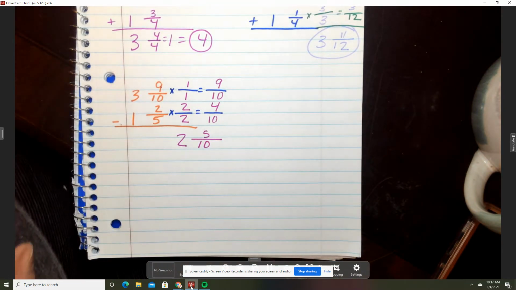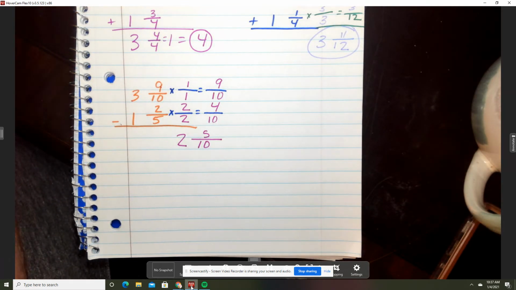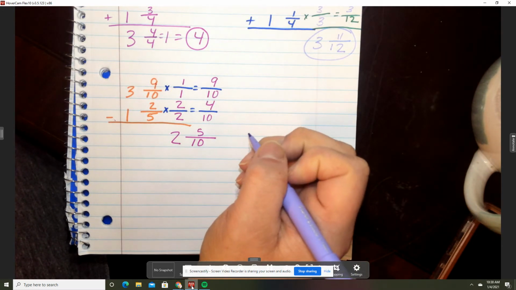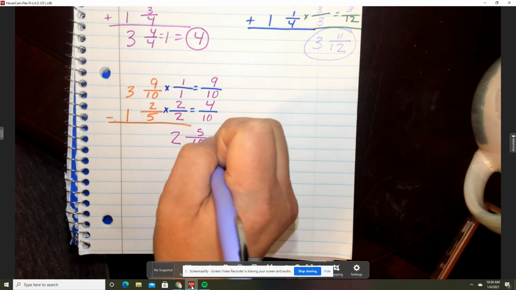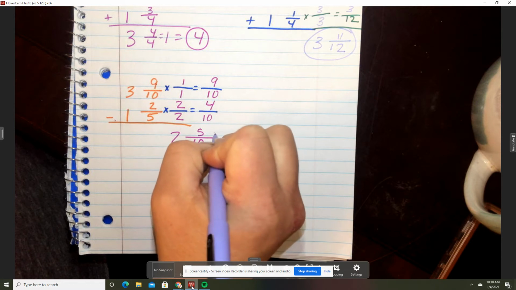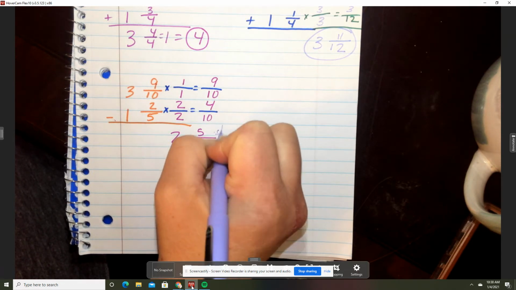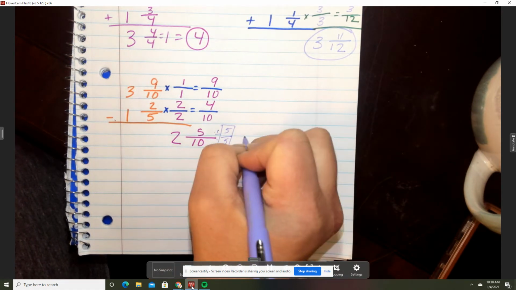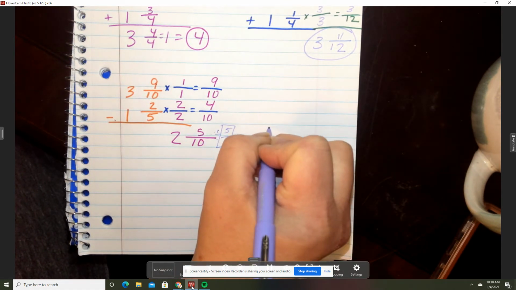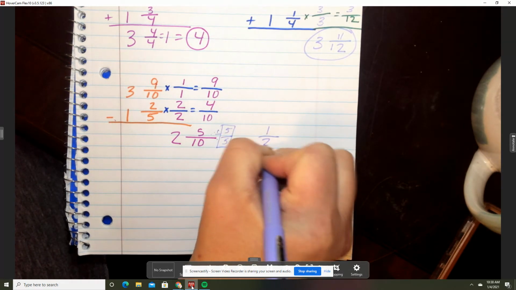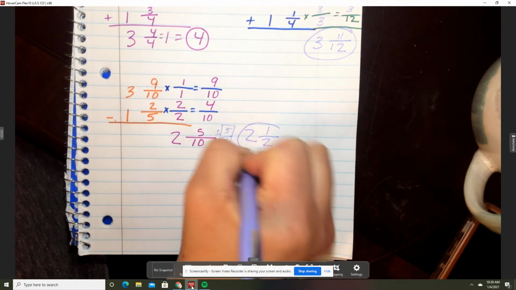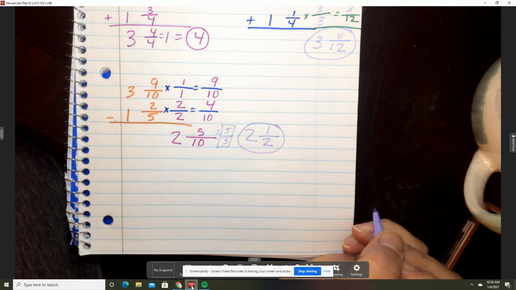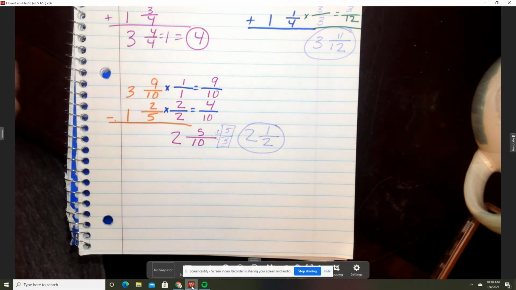But can I stop there? No, because now we need to reduce. You can reduce with a multiplication chart, or you can divide both sides by 5, because 5 can go into 10. 5 divided by 5 is 1. 10 divided by 5 is 2. But just don't forget to bring your whole number with it. Okay? So that is that. Let's do one more.